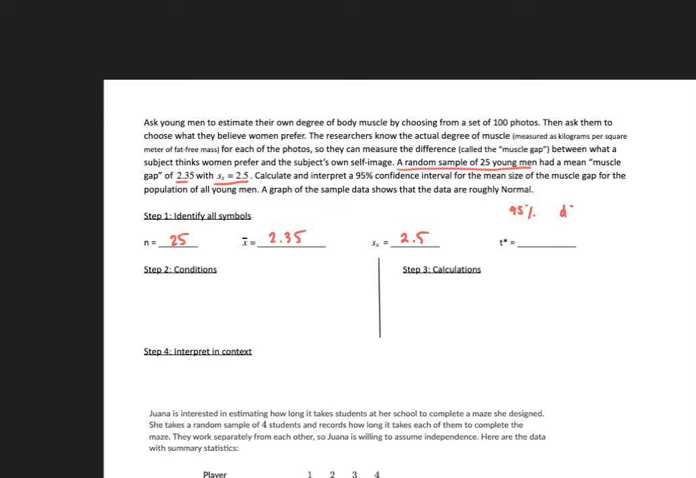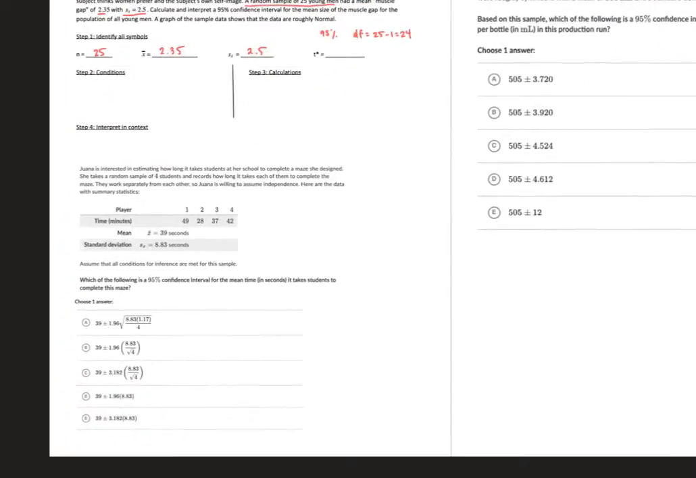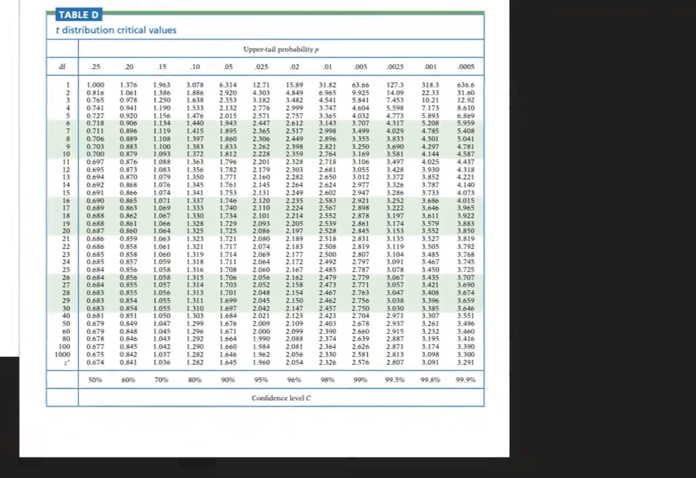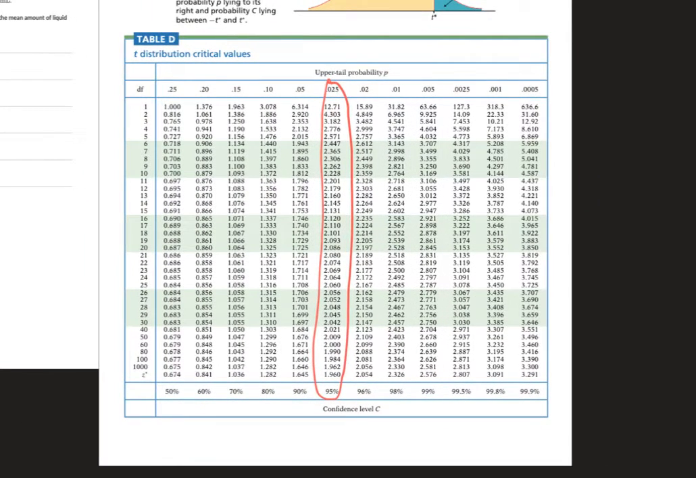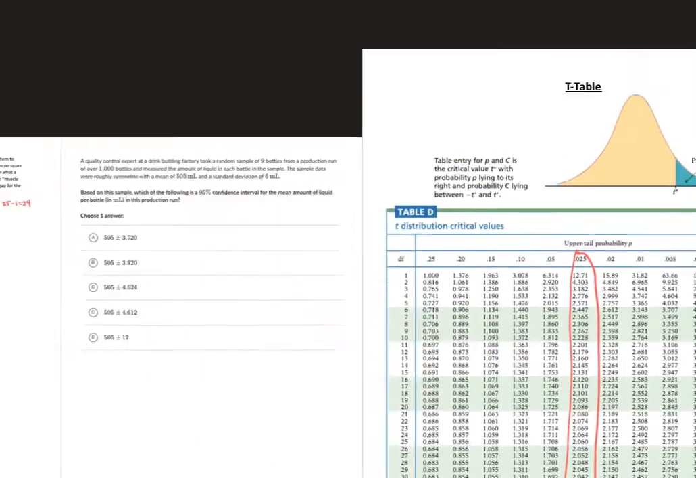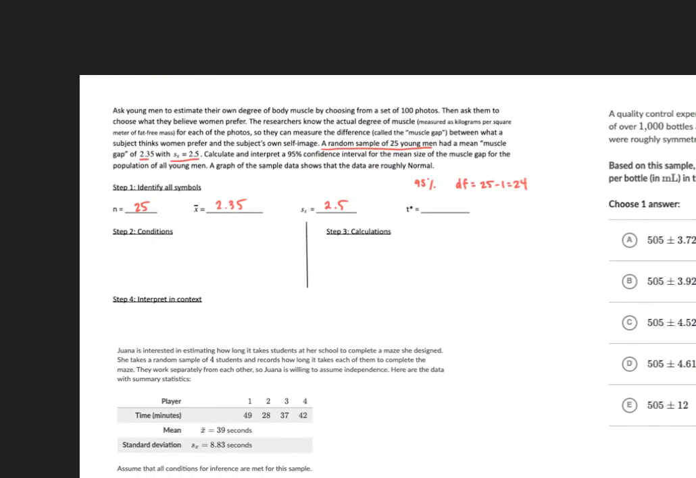So for degrees of freedom, to calculate our t-star value, we're going to do 25 minus 1, which is 24. And then we're going to look at our table. So 95% confidence level, we're looking at this middle column. And then we're looking at the 24 row. So 24 degrees of freedom, that's 2.064. So our t-star value is going to be 2.064.